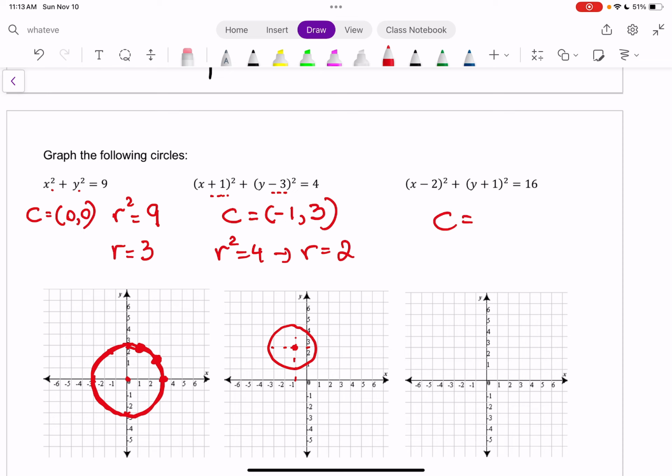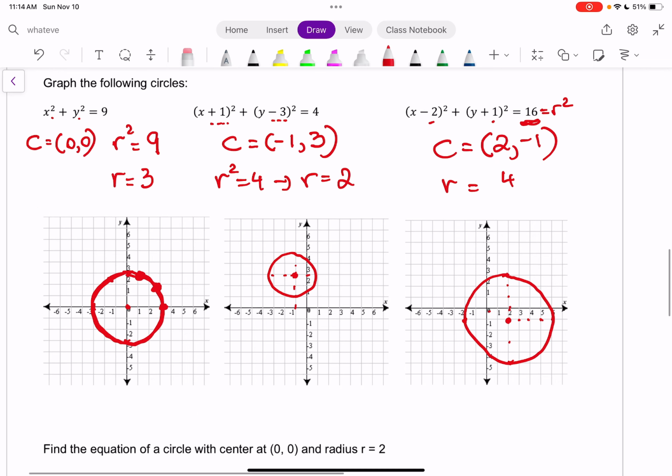Again, you try this one. 2, -1. Again, think about what you're subtracting from x and what you're subtracting from y. R is what's being squared here, and that's a 4. So I'm starting at 2, -1, and I'm going to go 4 units in every direction. And then I'm going to connect these points nicely with the best circle I can produce for you. All right, and that's it. That's all it is. Pretty simple.